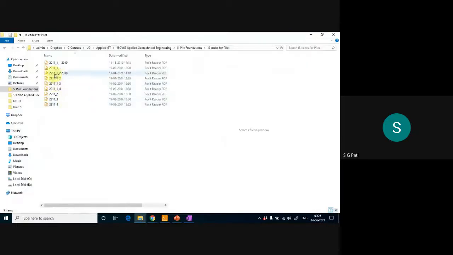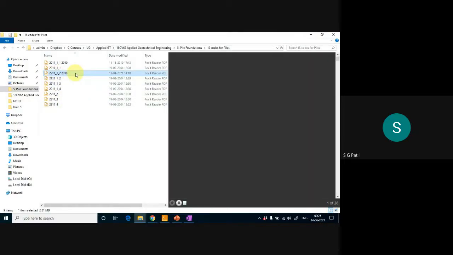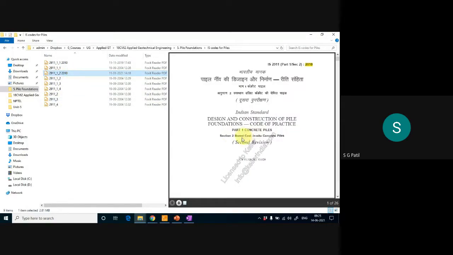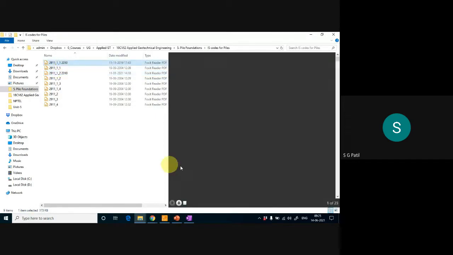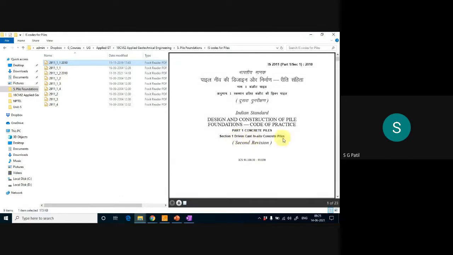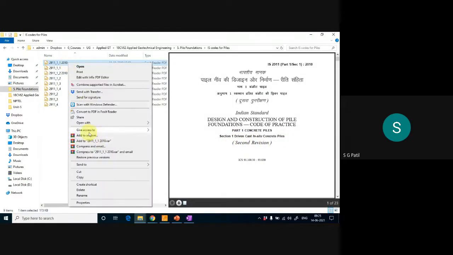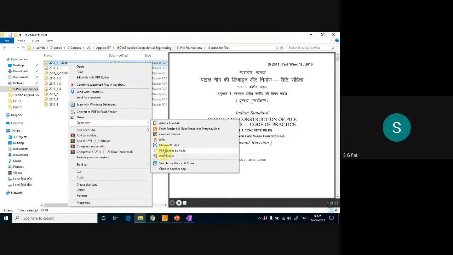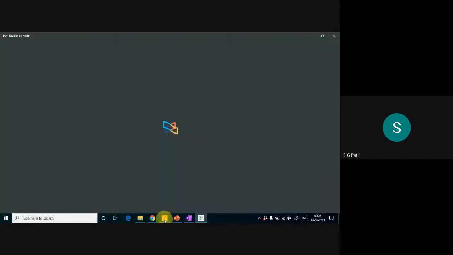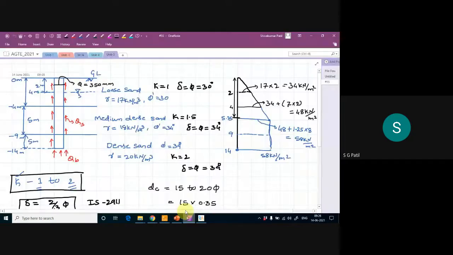This is bored cast in situ. It's a bored pile. Driven is section 1, so I have to refer to section 1. Sorry, one more thing I should write here. It's a driven pile. Let us write it here somewhere. Driven pile it is.